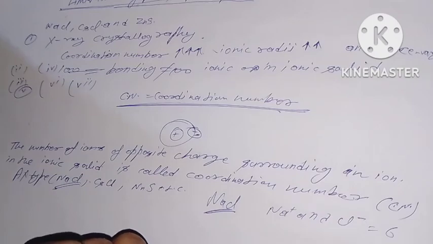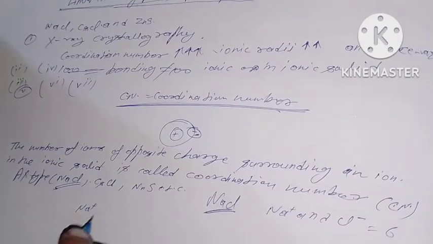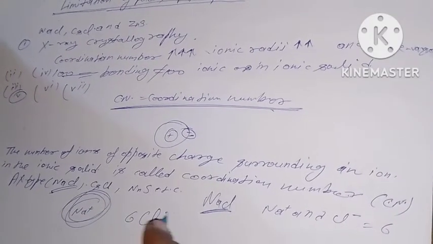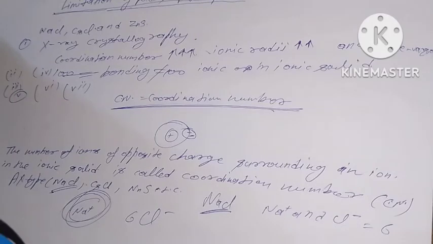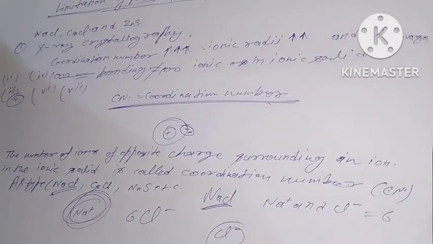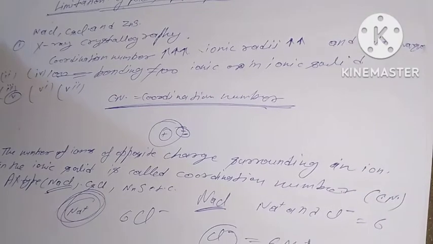Thus the Na positive ion is surrounded by 6 Cl negative ions. In NaCl, the sodium positive ion is surrounded by 6 chlorine negative ions, and similarly each chlorine negative ion is also surrounded by 6 sodium ions.